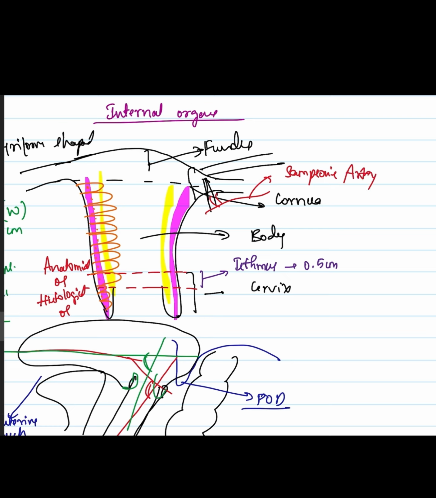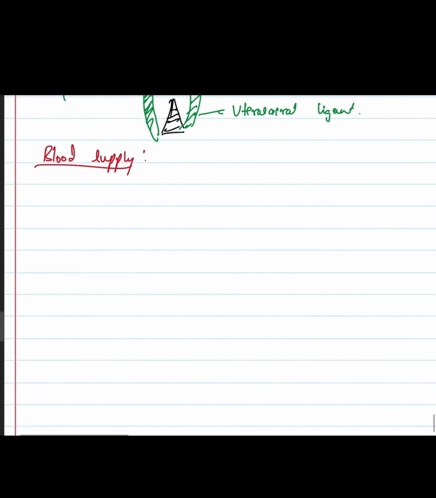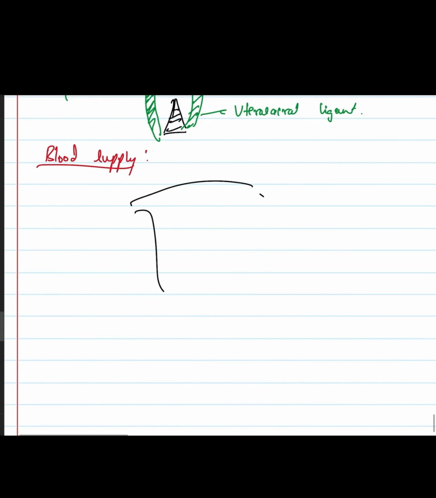Okay, now we'll see the blood supply of your uterus. So this is your uterus. It has 2 blood supplies. One is from the ovarian artery, which corresponds to 20% of the blood supply. The next one is your main artery, the uterine artery.